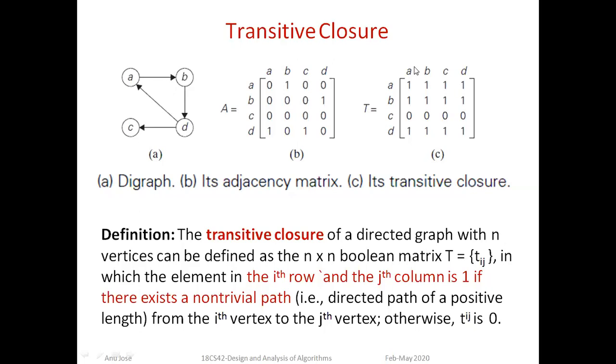So that will be the transitive closure, an n by n matrix which represents the paths existing in the given directed graph. The transitive closure is also called the path matrix.